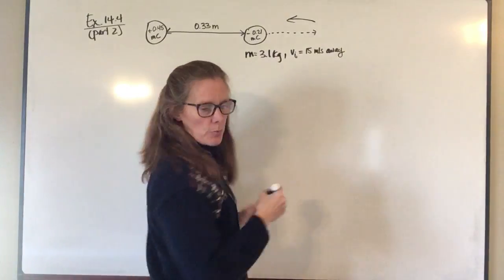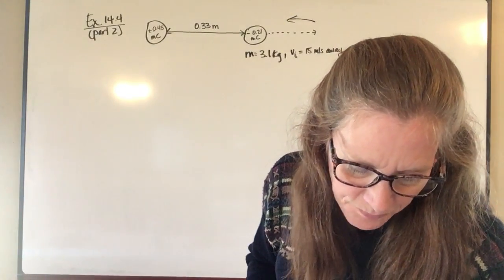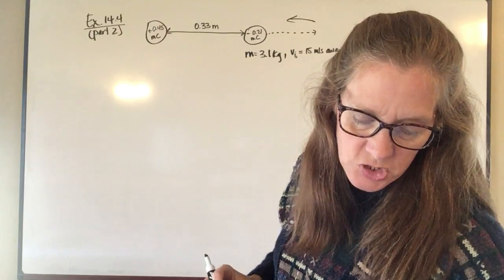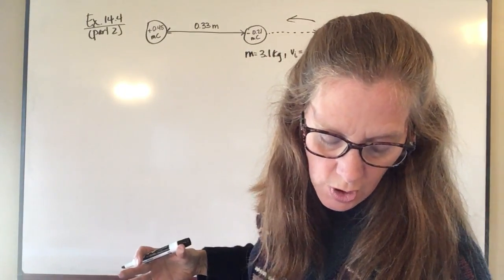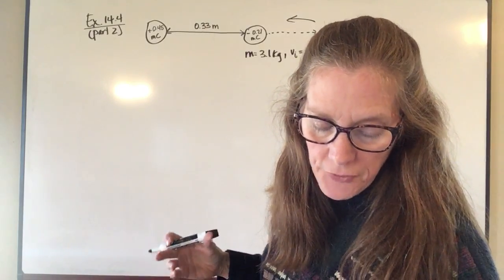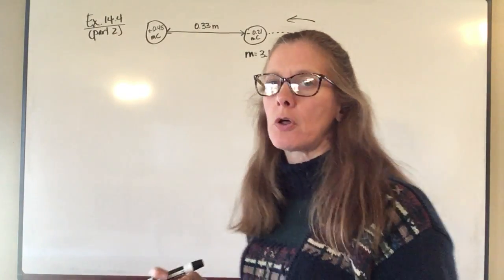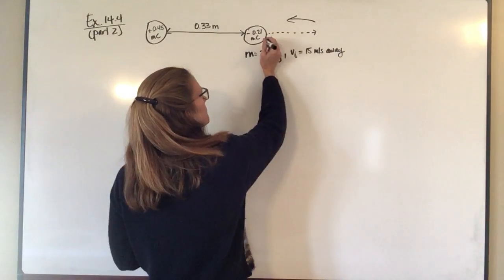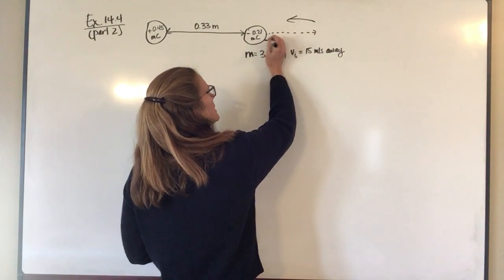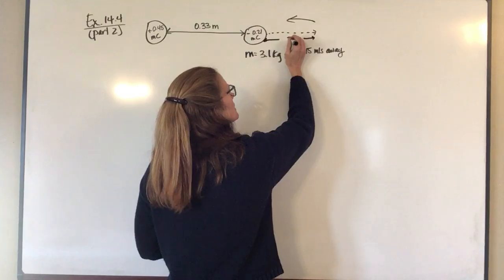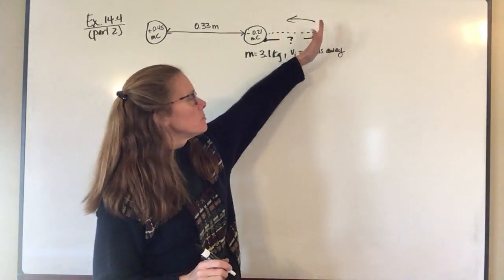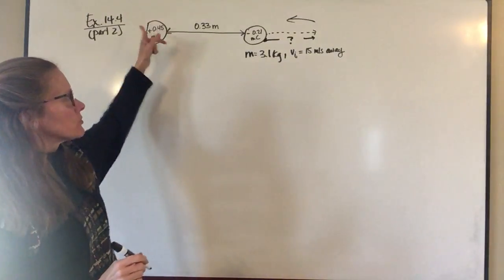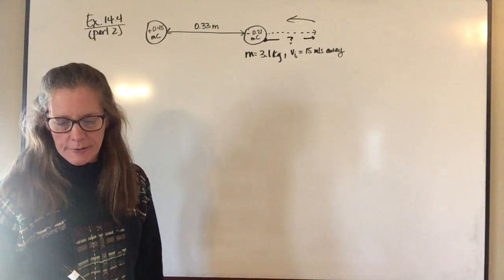The rest of the question says the particle's initial position is 33 centimeters, or 0.33 meters, from the stationary charge. How far away will it be able to travel before it gets pulled back? So what I'm being asked is, what is that distance right there? How much further is it going to be able to go before it starts traveling back the other direction again?